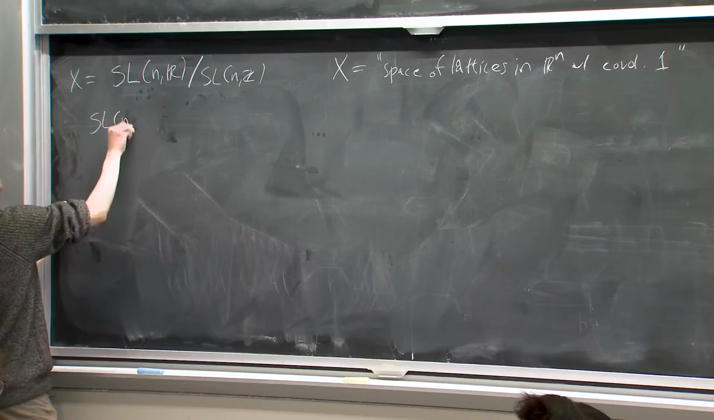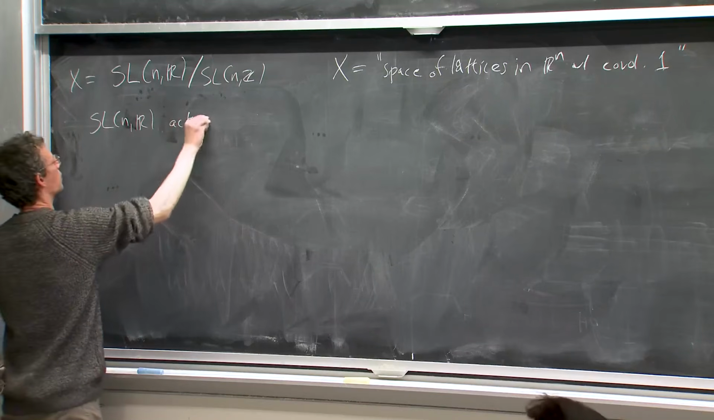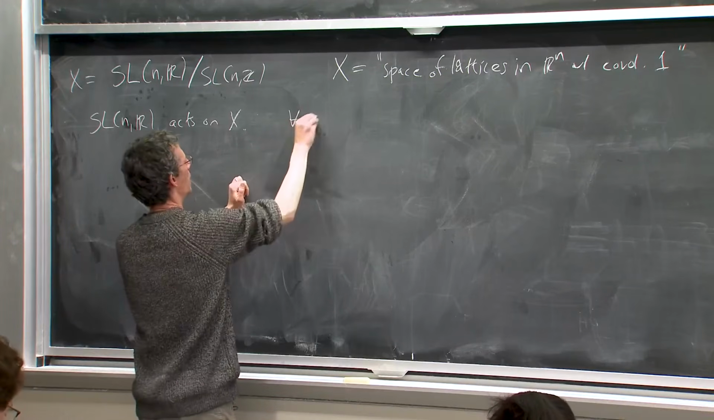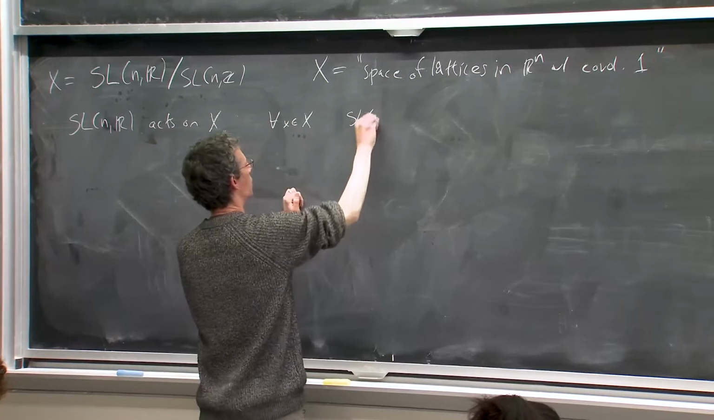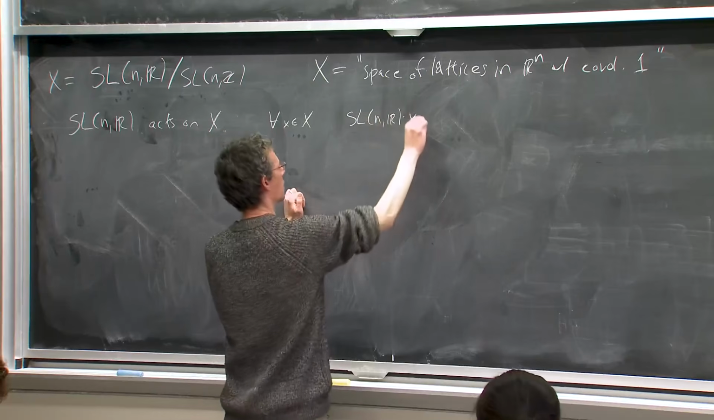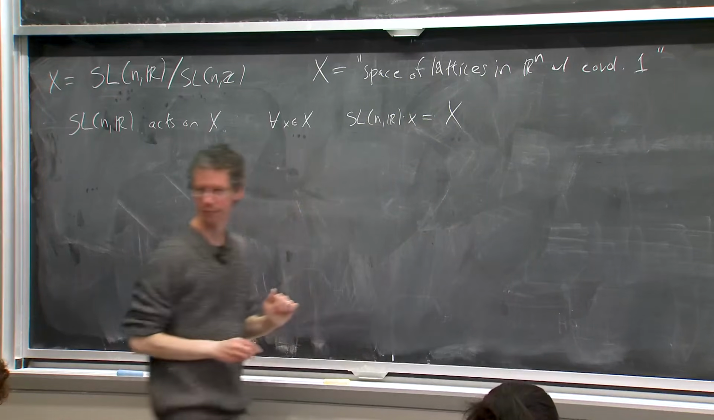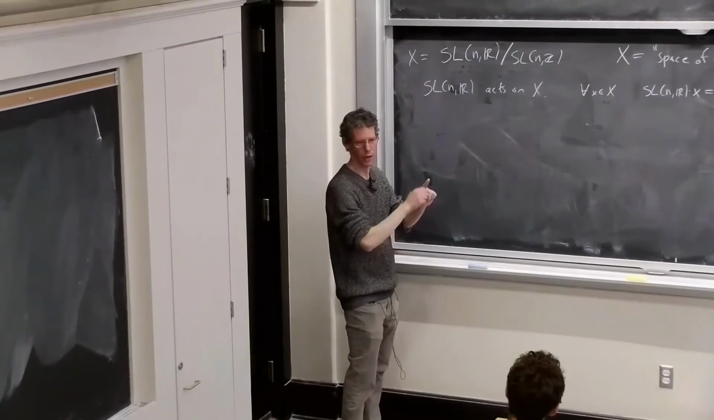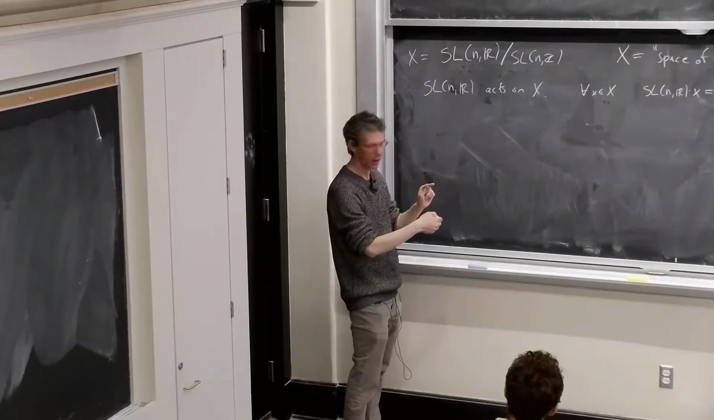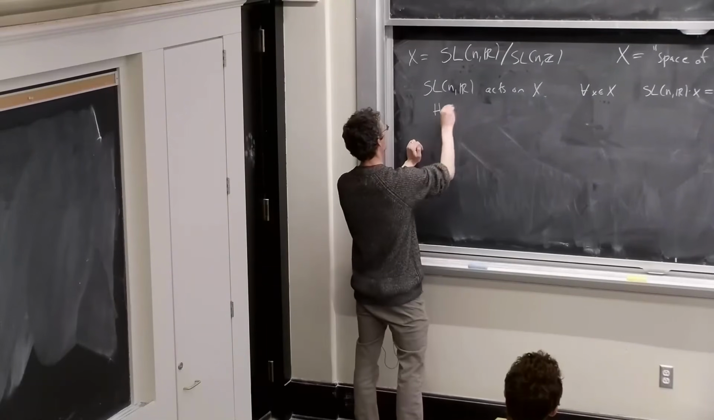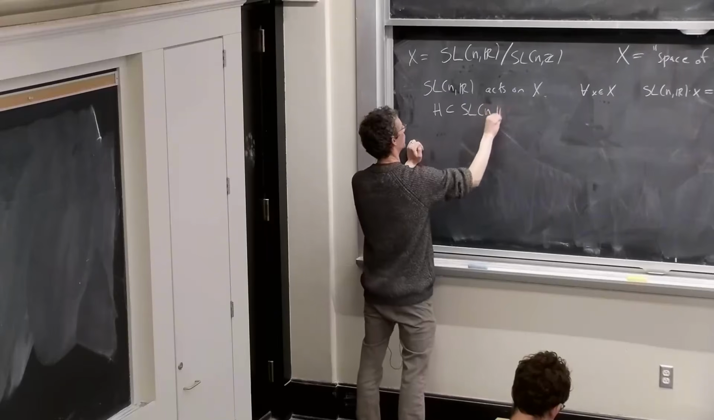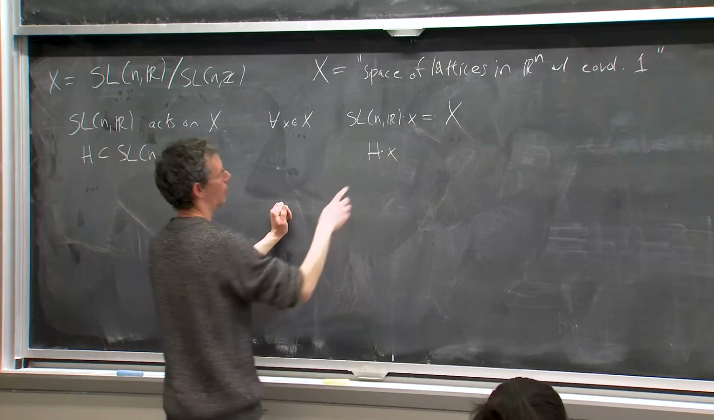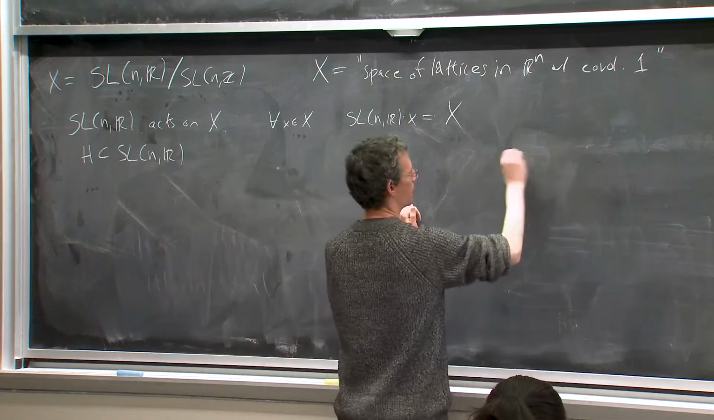What are homogeneous dynamics? SL_n(R) acts on X, and it acts transitively. So if you take any x in X, the orbit SL_n(R) x is the whole space. However, SL_n(R) has many interesting subgroups, and you could take one of those subgroups and look at that orbit, and then different things can happen. So let's say H is a subgroup of SL_n(R), and you look at H times x.